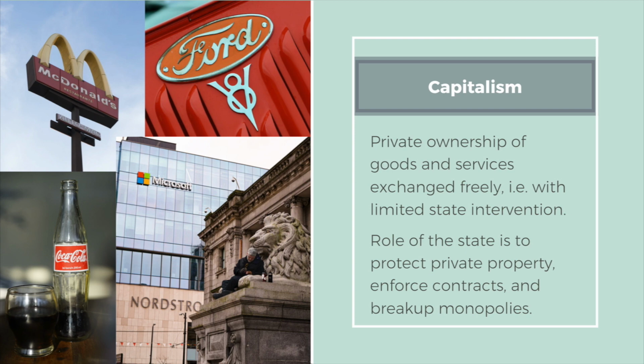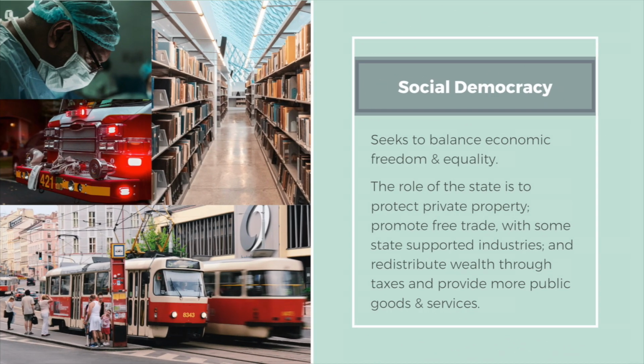I think his point is that yes, a capitalist system means the state's role in the economy is limited, but without a functioning state that protects property rights, business contracts, and consumer demands, capitalism won't really work the way we would want it to. Social democracies seek to balance economic freedom and equality.